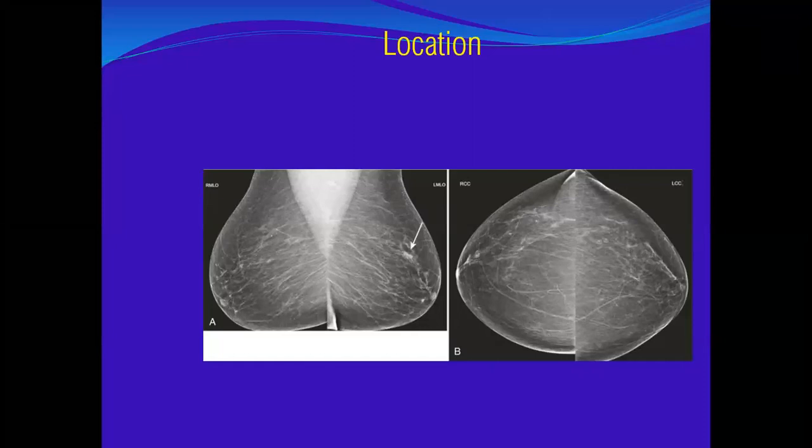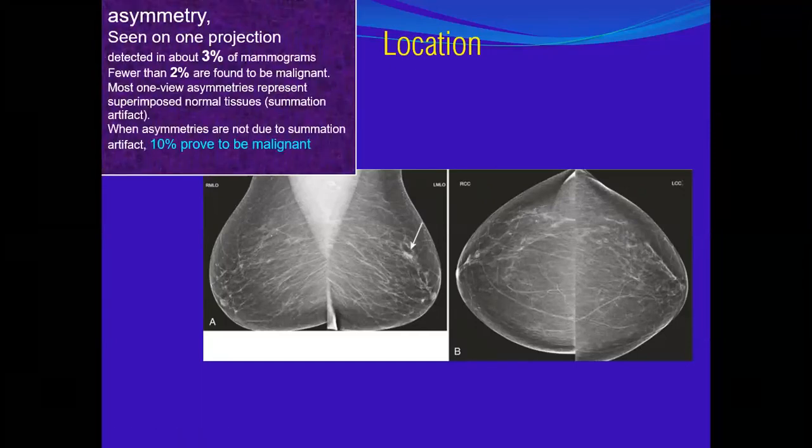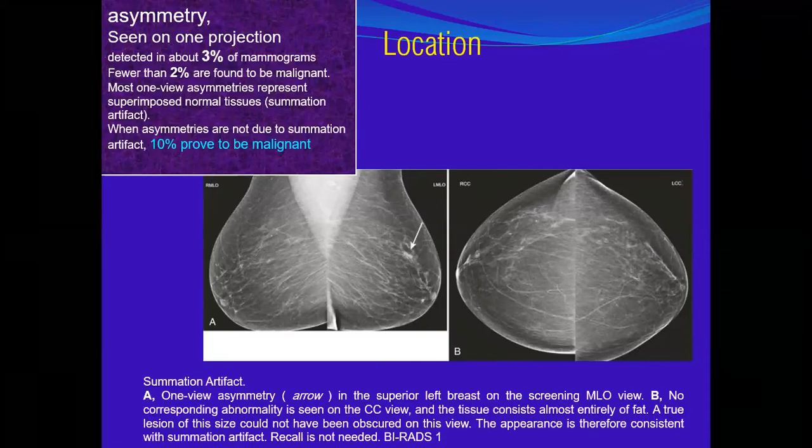But since I don't have any superimposition of tissue here and the area is clearly fatty, and this is even a sizable area of focal asymmetry, if it is a real one, it's supposed to be visualized in the contralateral view. See? So I will consider it as an asymmetry.